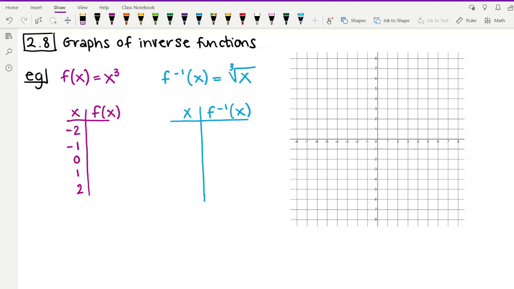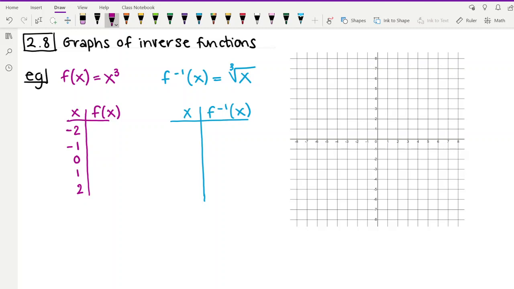Hi everyone. So in this video, we're going to be talking about the relationship between the graph of a function and its inverse function. So I want to jump right into an example that we'll use to illustrate what this relationship is. We're going to start with the original function being x cubed and then its inverse being the cube root of x.